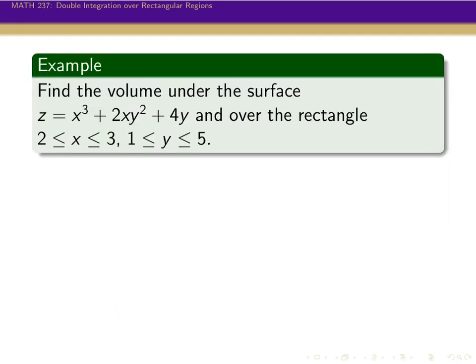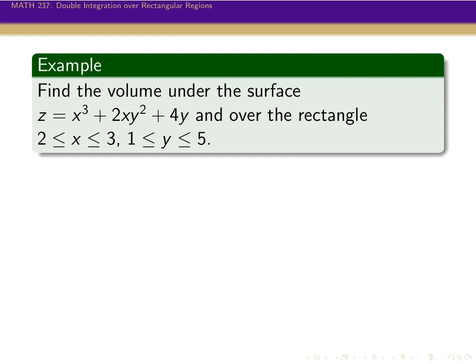Okay, so that was a lot of me talking very generally about this. Let's actually do a concrete example and see how this works. Right, so our function here is x cubed plus 2xy squared plus 4y, and we're doing it over the rectangle where the x values are going from 2 to 3 and the y values are going from 1 to 5.